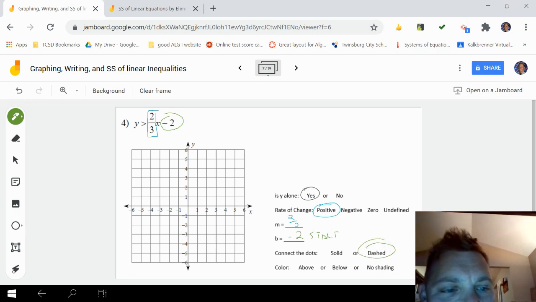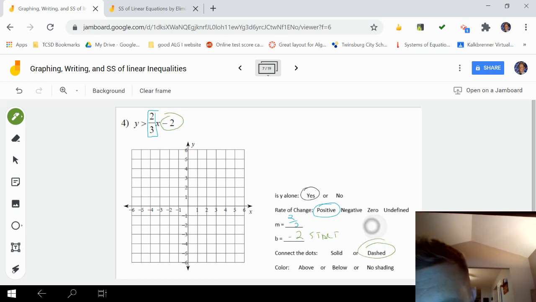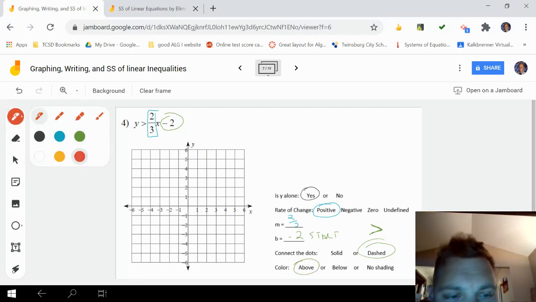No, because it's a dashed line. How do I know it's a dashed line? Because this is my inequality sign. Now, do I shade above or below? Greater than means shade above. So let's get to plotting.